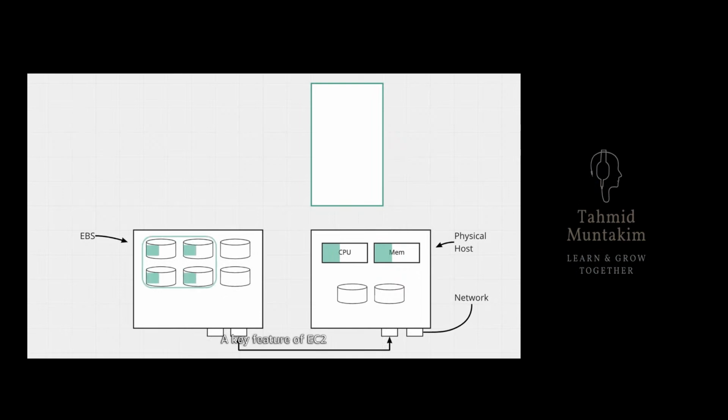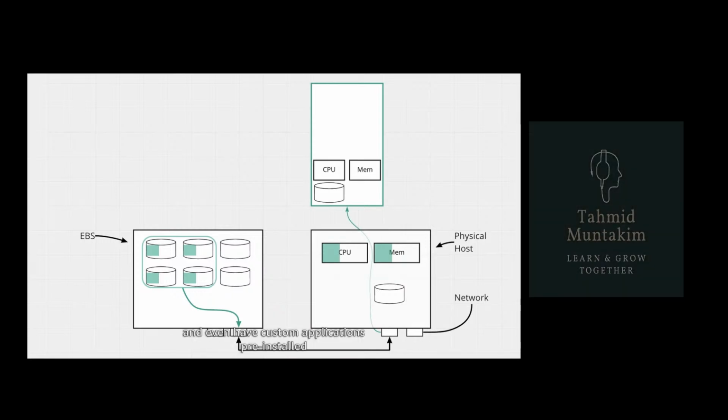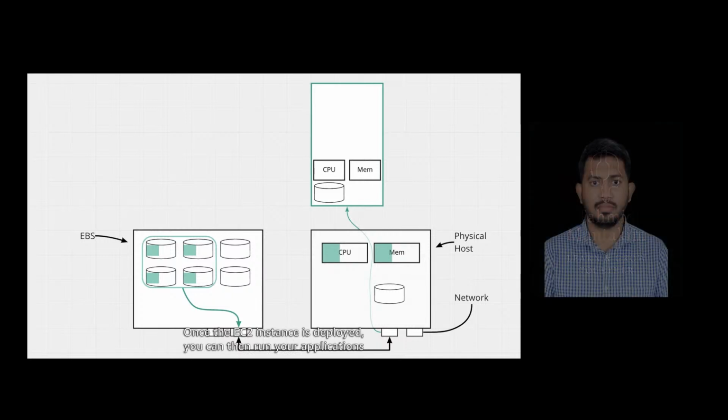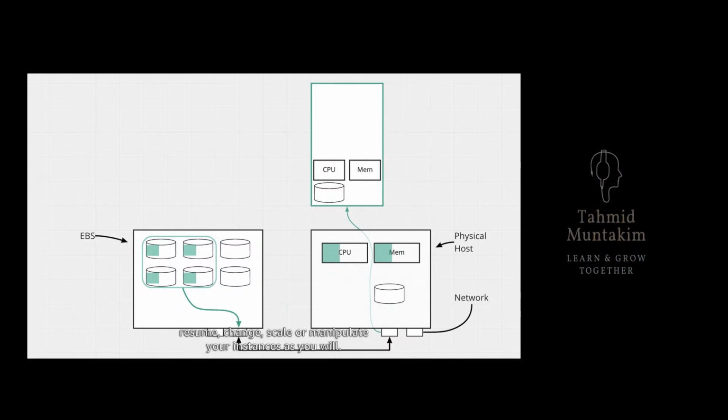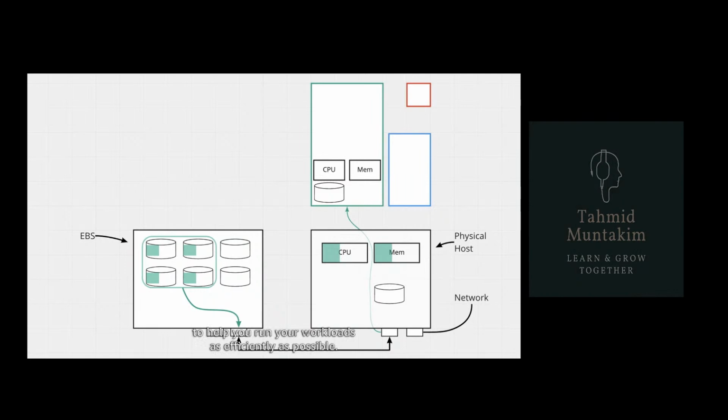A key feature of EC2 is something known as the Amazon Machine Image, or AMI. This allows us to select the operating system of choice and even have custom applications pre-installed to speed up deployment time. Once the EC2 instance is deployed, you can then run your applications or workloads on them in a similar way to your existing environment. However, using EC2, we have the ability to add, remove, pause, resume, change, scale, or manipulate your instances as you will. There are different sizes and types of EC2 to help you run your workloads as efficiently as possible.